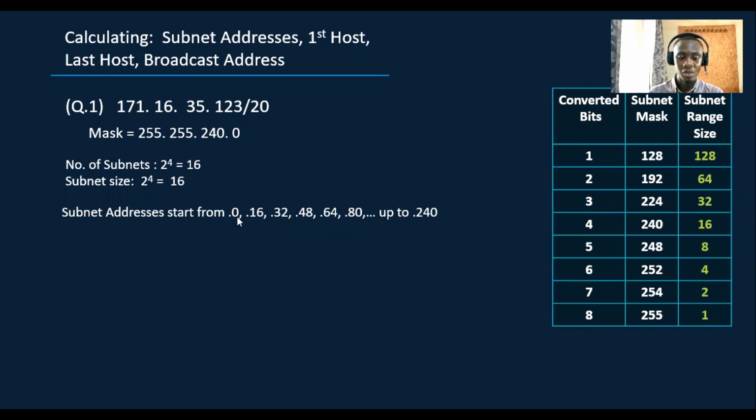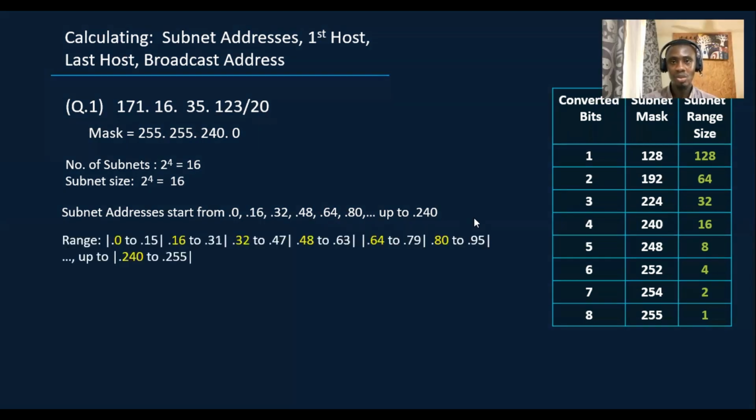So the first one will be .0, and then the second one will start from .16, and from the 16 you count another 16. Remember .16 is inclusive, so it will end at .31, and then .32 starts another subnet address, .48 another, .64, .80, all the way up to 240. So always remember that .0 is the starting subnet address, and then you use your subnet size to determine the next subnet address and the following.